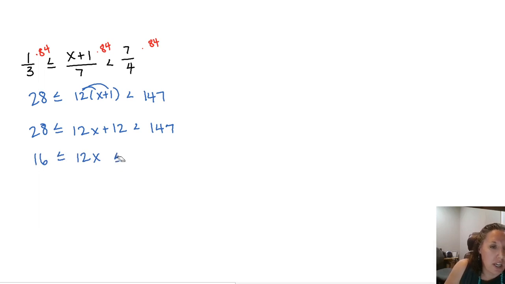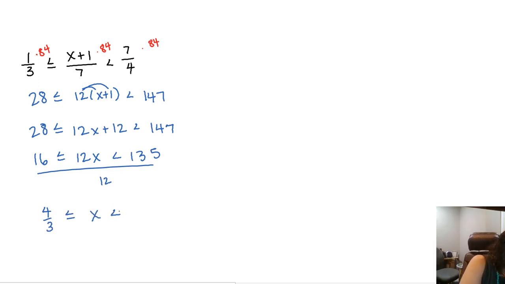is strictly less than 147 minus 12, which is 135, and then divide all of those by 12. 16 over 12 has a common factor of 4, so we'll get 4/3 is less than or equal to x is less than 135 divided by 12, which is 45 over 4. And we've isolated our x, so that's going to be our solution.